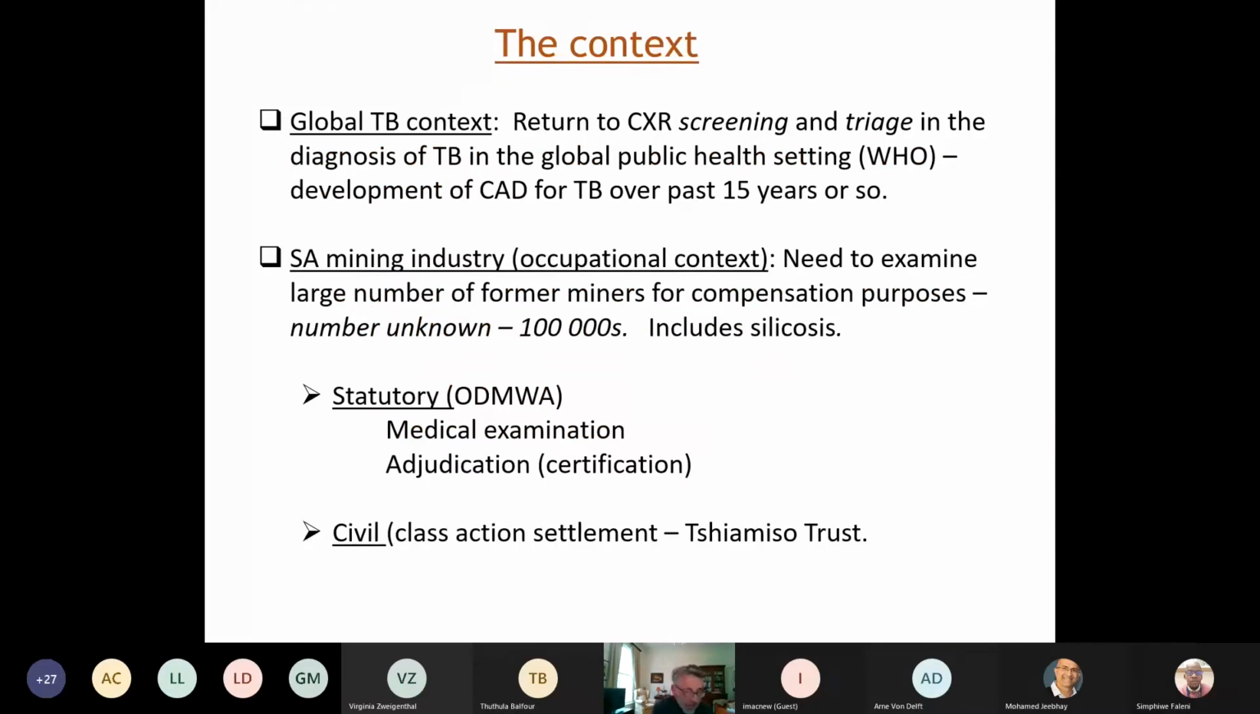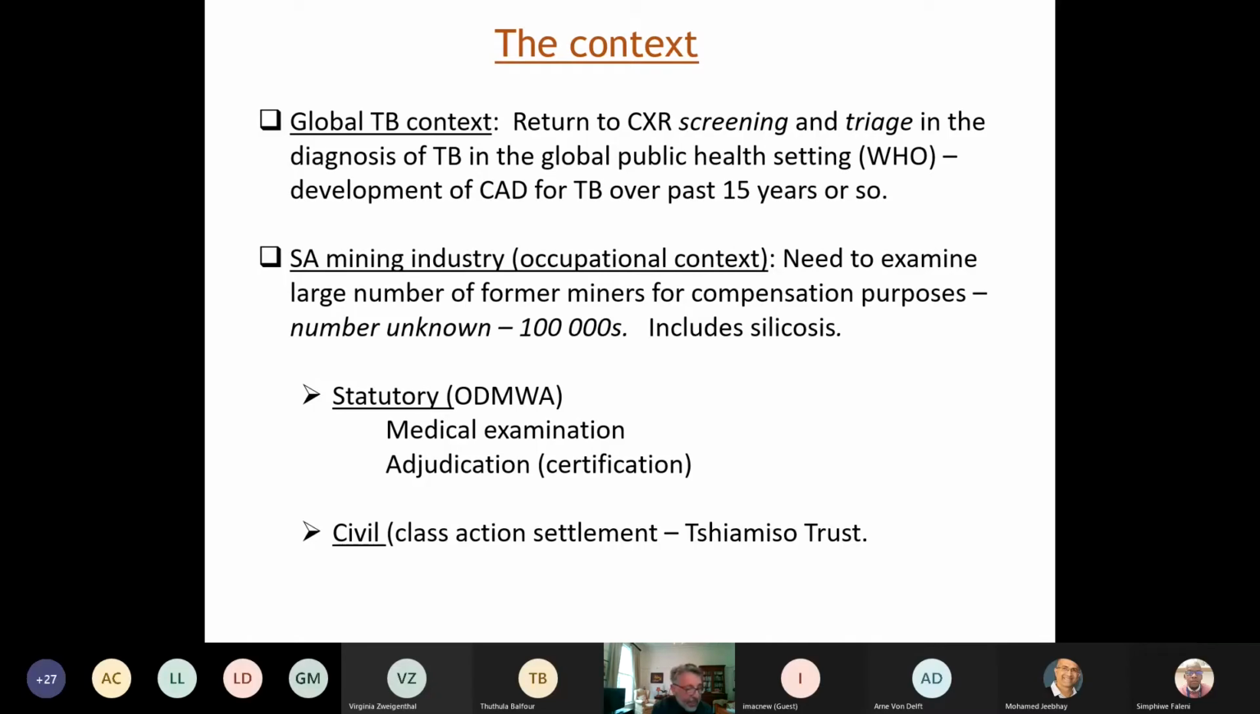So the WHO, the world tuberculosis community, has returned in recent years to the chest X-ray as an important means for screening, and triage. I'll explain that in a minute. Screening and triage in the diagnosis or detection of tuberculosis in a global public health setting, using AI technology of CAD, which has been developed over a long period now, although there's a lot more interest now.